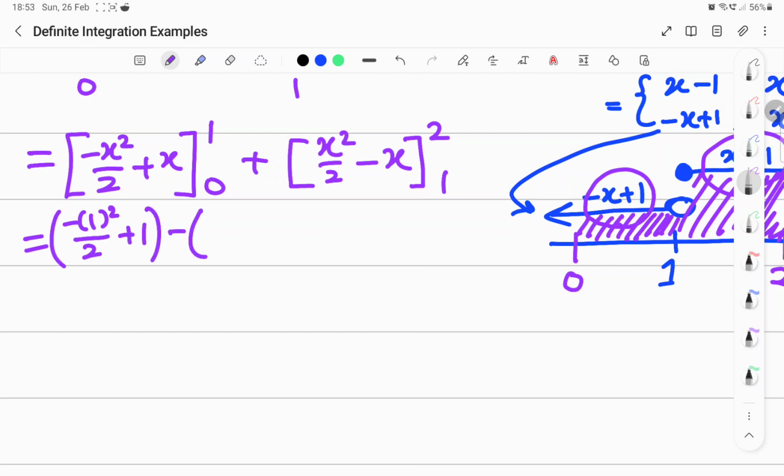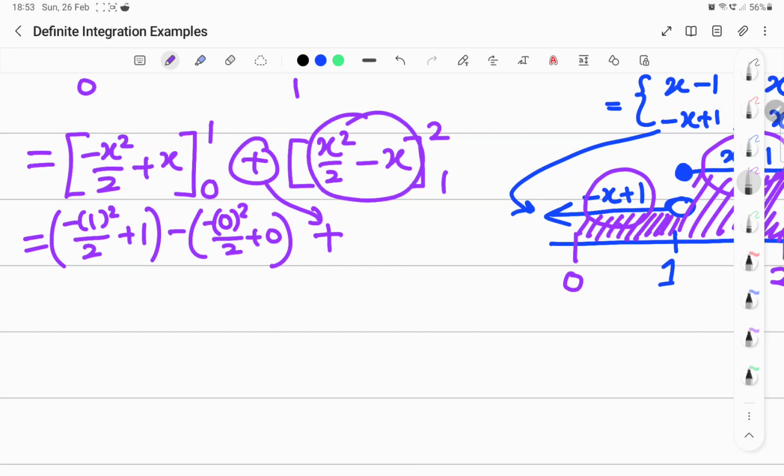And then minus another with the lower limit of 0. Okay, so minus 0 squared over 2 plus 0. Then plus. So that is where the plus came from. Okay, this is for now. This is the turn for the second one over here.